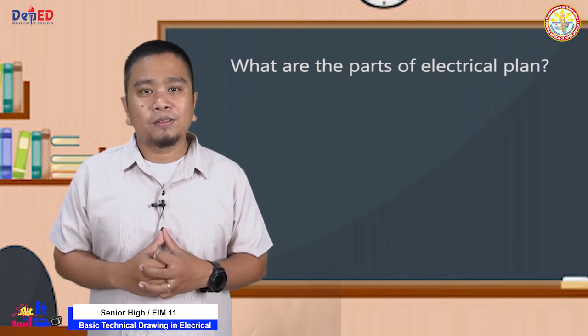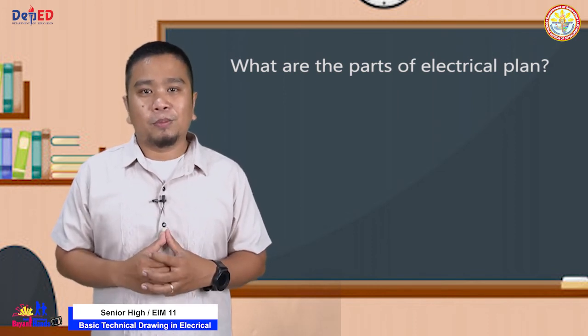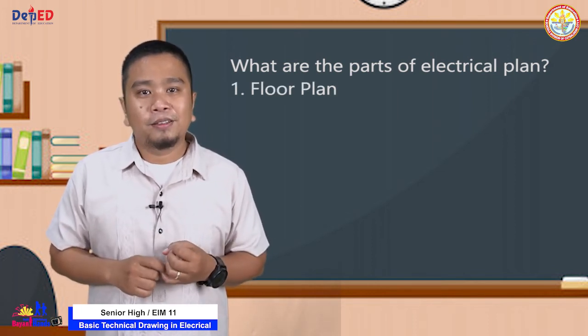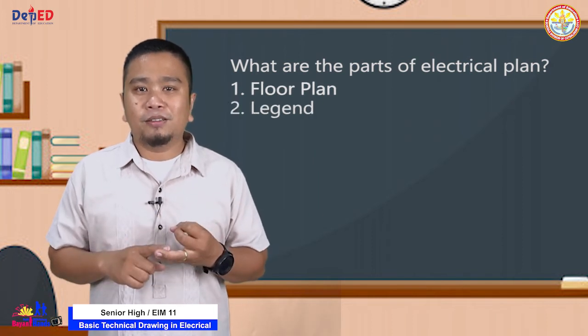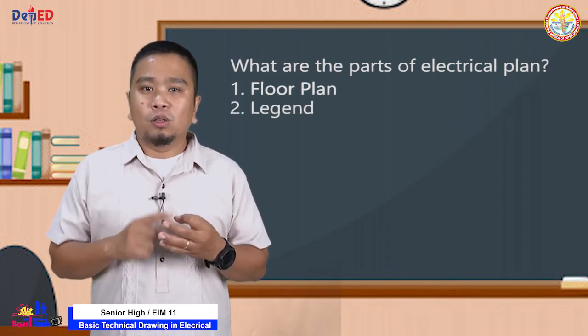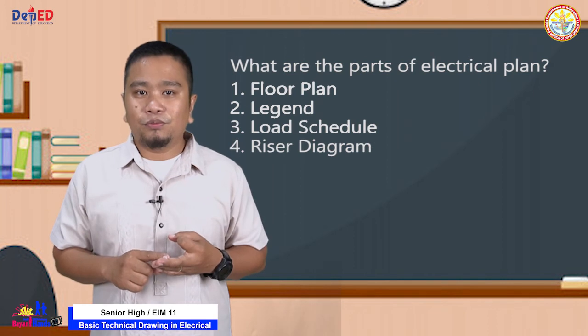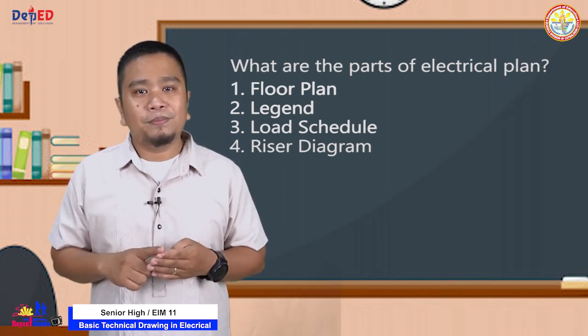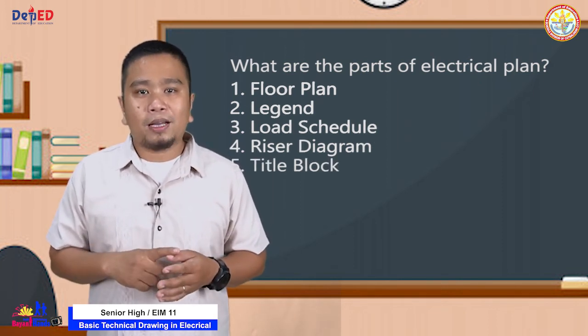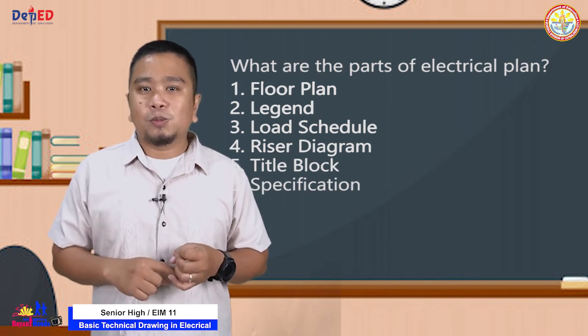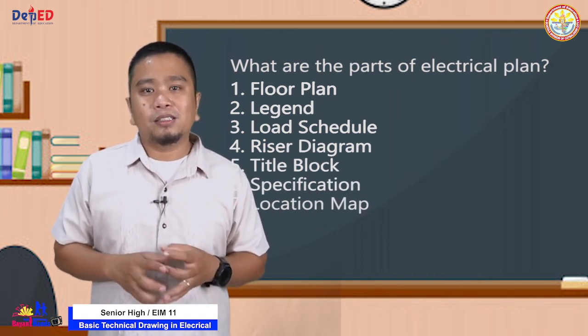Are you ready? Alright. Number 1, floor plan. Number 2, legend. Number 3, load schedule. Number 4, riser diagram. Number 5, title block. Number 6, specification. And lastly, the location map.